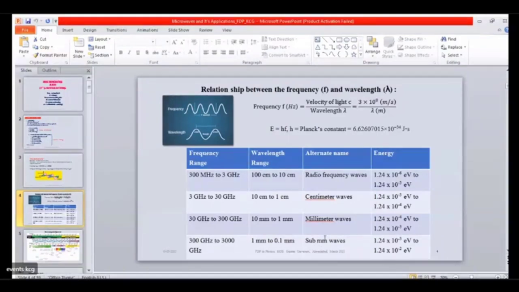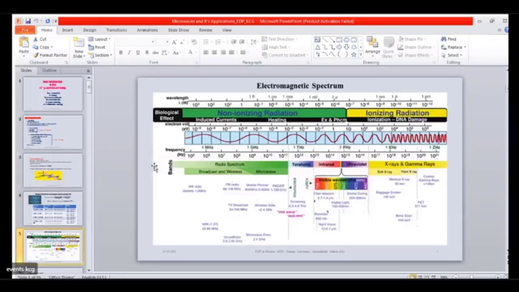If we go beyond this, then we have the infrared radiation, then visible, and so on. But our focus in this lecture will be in this range only, 300 megahertz to 300 gigahertz. We call them microwaves, and they can be split into three parts: the RF waves, centimeter waves, and the millimeter waves. Now we can discuss what portion of the electromagnetic spectrum is occupied by the microwaves.